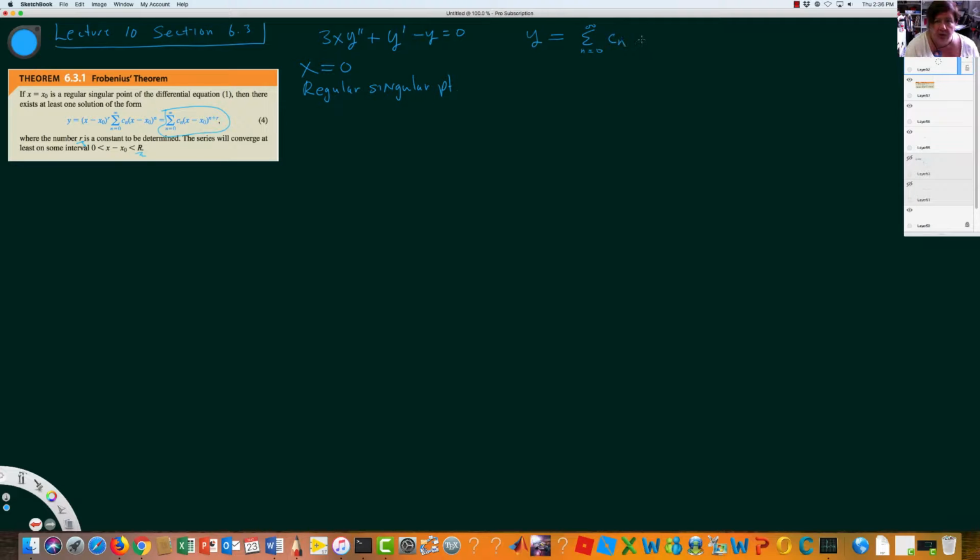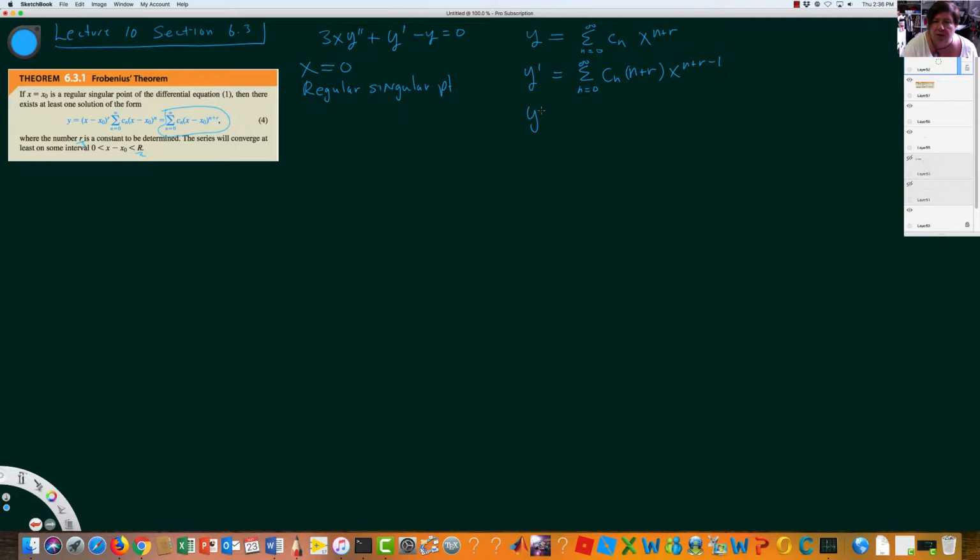So we're going to put down here just x to the n plus r. Okay, fine. Now we just need to do what we usually do, we take derivatives. So y prime is the sum from n equals 0 to infinity of Cn times n plus r, times x to the n plus r minus 1. And notice here that when n equals 0, I don't get a 0 term, so I'm not going to change where I start the sum.